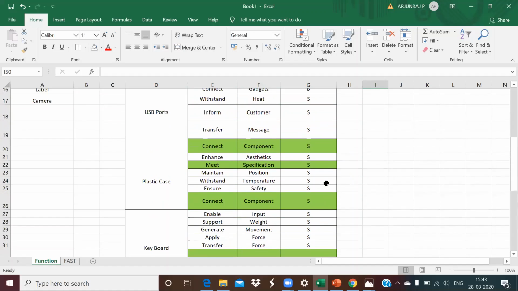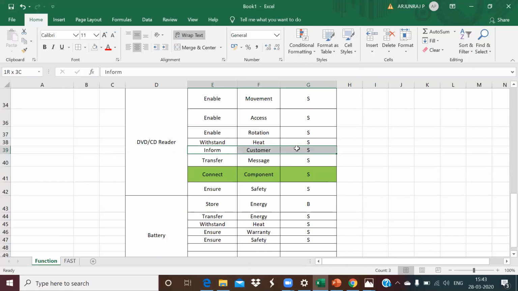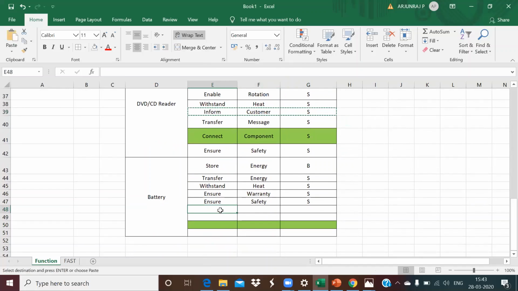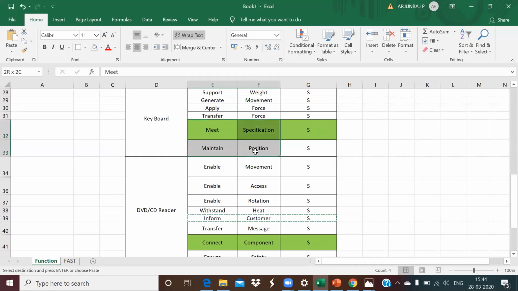Okay, can we go for a FAST diagram? Yes, we can. The battery also has a label pasted over it, no? It also has all the information. Yes, it will also inform the customer or user. And it should also meet the specification, and it should be assembled properly to the mating components. Basically, those are project objectives too, right? Yes, all this can be a project objective: meeting the specification, maintaining the position, or maintaining the integrity. All this can be a part of the project objective.